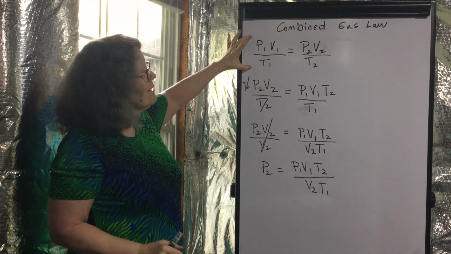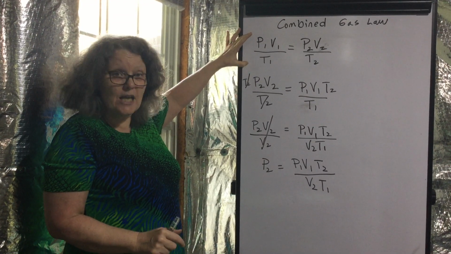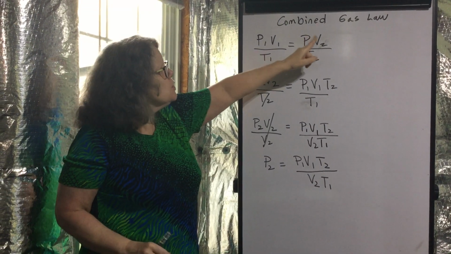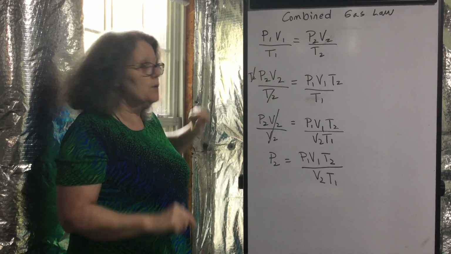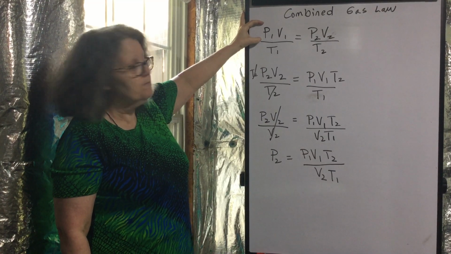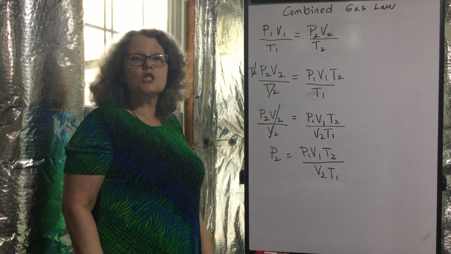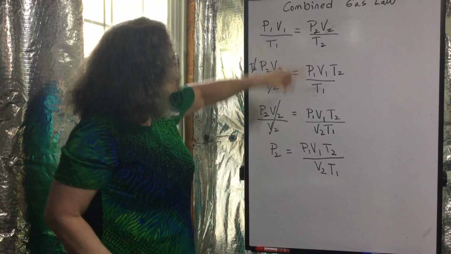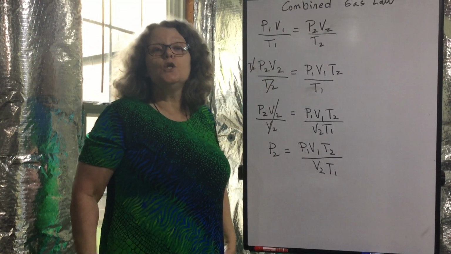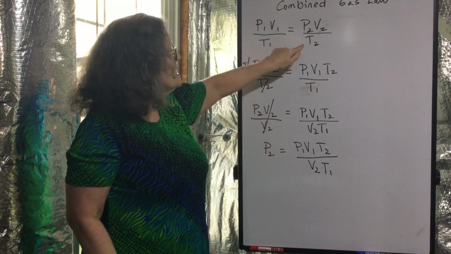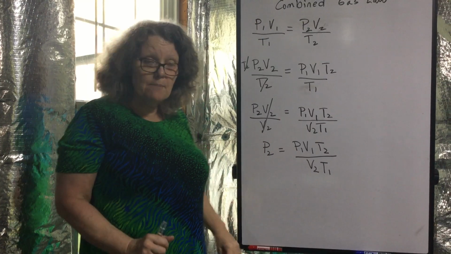So this is the combined gas law equation: P1V1 over T1 equals P2V2 over T2. Just a quick reminder: P1 is the initial pressure, V1 is the initial volume, T1 is the initial temperature, P2 is the new pressure, V2 is the new volume, and T2 is the new temperature.